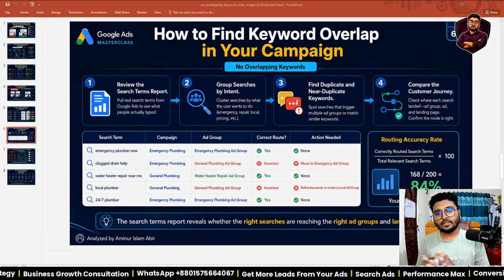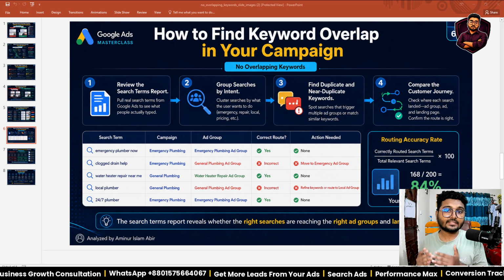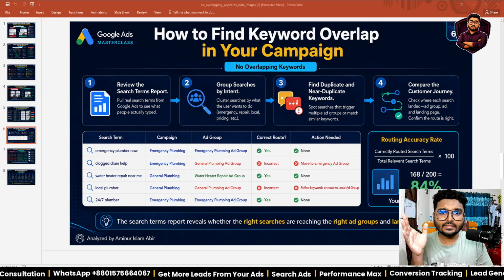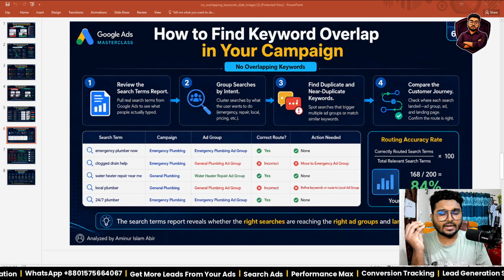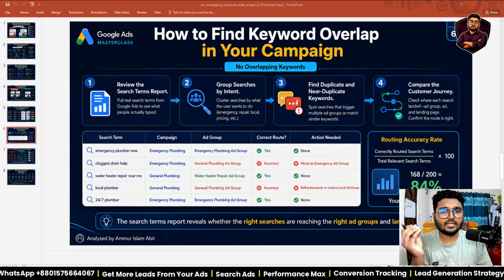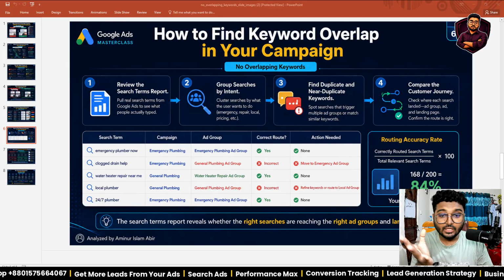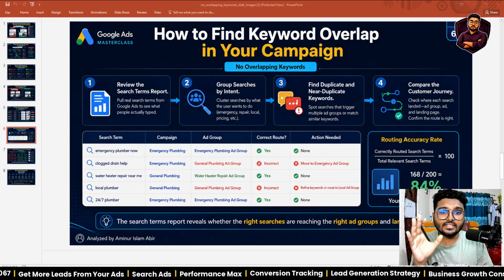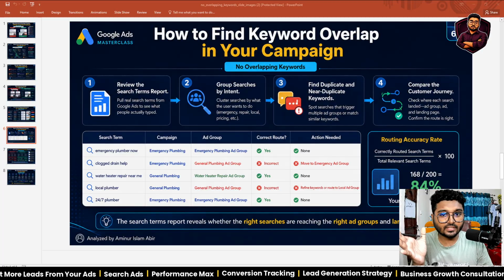Are users solving the problem? Should they see the same promise? Should they reach the same landing page? Or should they take the same action? And are the leads quality? Are the leads equally valuable? Should they use the same budget? And should they use the same cost per acquisition target?